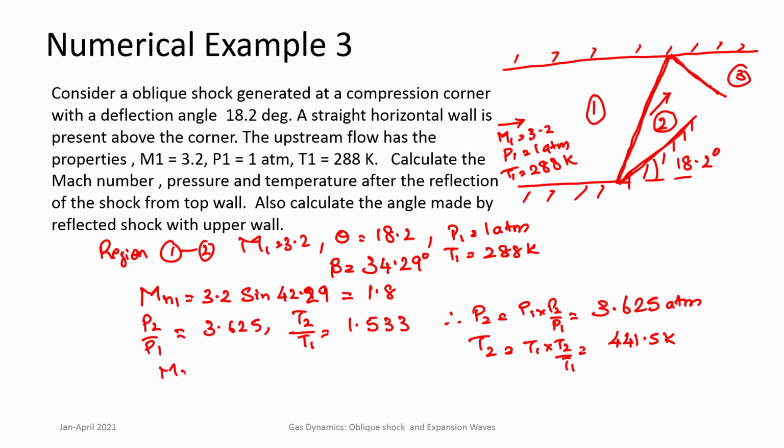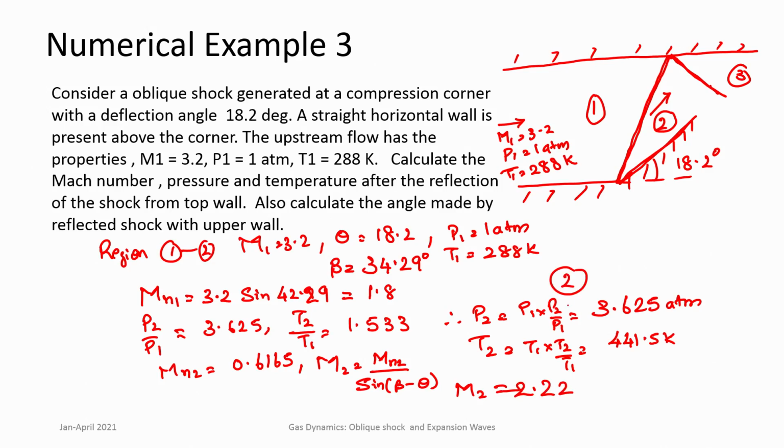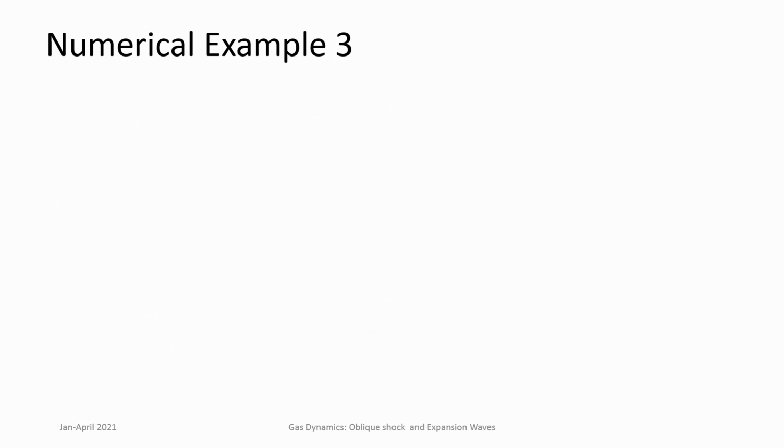So, for 1.8, Mn2 is 0.6165. So, M2 is Mn2 by sine of beta minus theta. Substitute the values and you get M2 is 2.22. Okay, so we know the properties at region 2. So, these are all properties at region 2. Now, we go from region 2 to region 3.